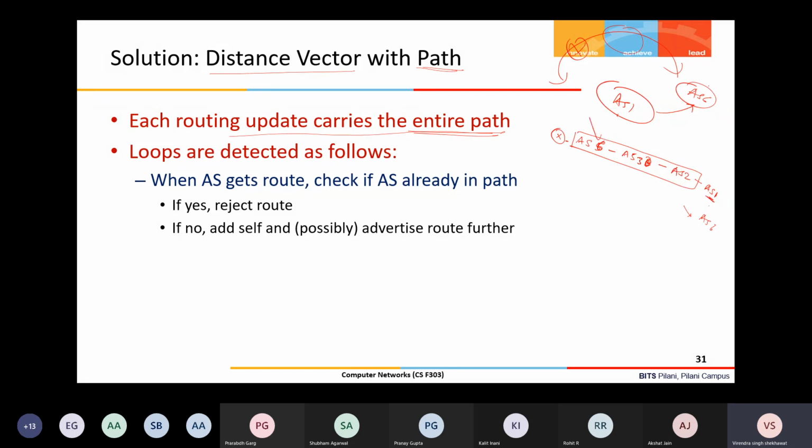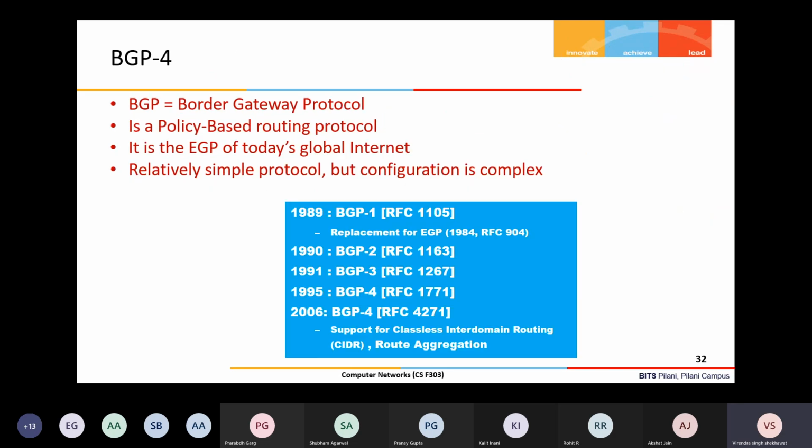It says, oh, this route is originated by me only, so it will refuse this route. If I were to import it into my routing table, it would create a loop, right? So this way the looping problem can be avoided by adding the entire path, which we call the AS path, in the route advertisement, and the rest of the thing is the same as distance vector only.